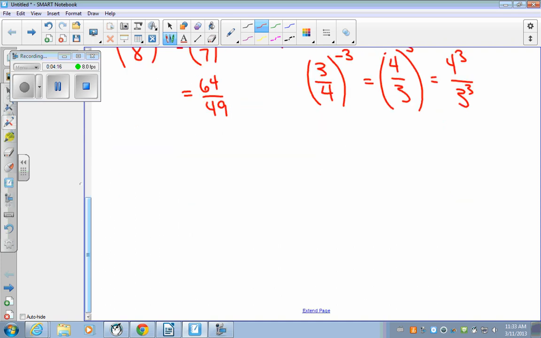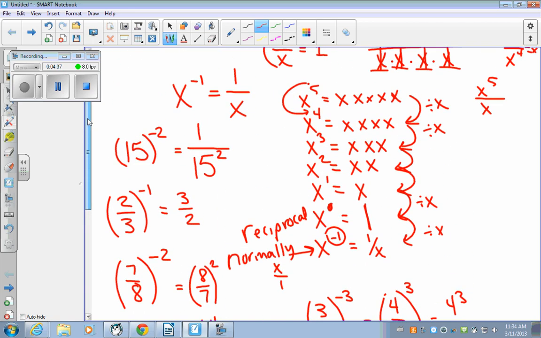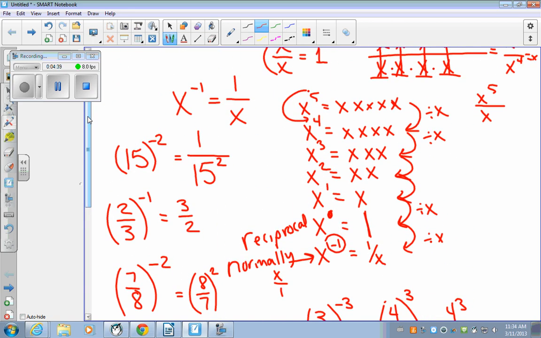If I had just plain old 5 to the negative 7th, that would be like saying 1/5 to the positive 7th, which is 1 to the 7th over 5 to the 7th. Whatever that is. So hopefully that helps you with a negative exponent. See the next video for rational exponents.